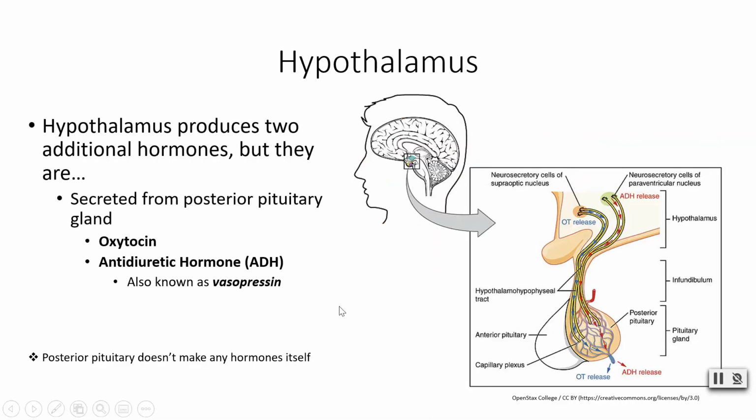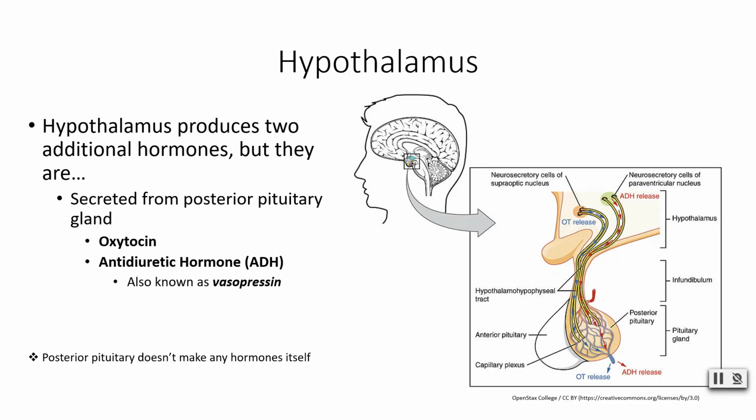All right, our hypothalamus also produces 2 more hormones that we haven't mentioned yet, but these are not called releasing or inhibiting hormones. These 2 are a little bit special. Your hypothalamus is going to produce oxytocin and antidiuretic hormone. Antidiuretic hormone can be abbreviated to ADH, but it is also known as vasopressin. So just in case you see that term somewhere, vasopressin, ADH, same hormone.